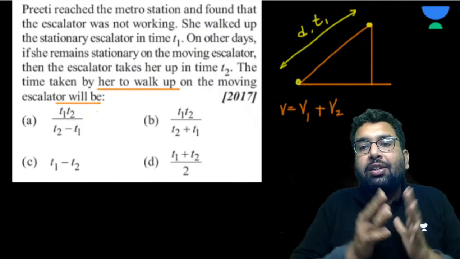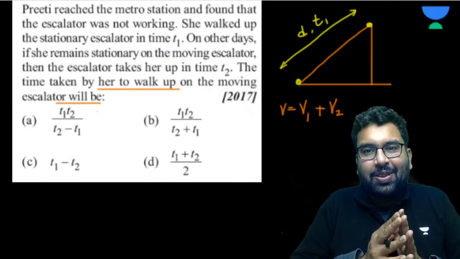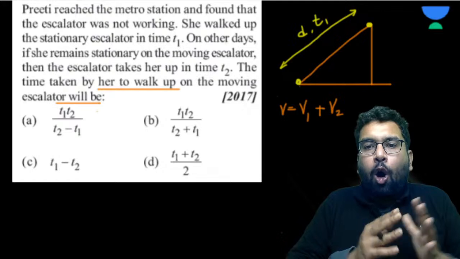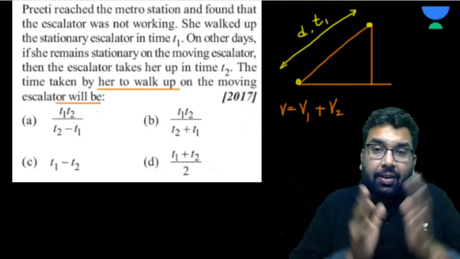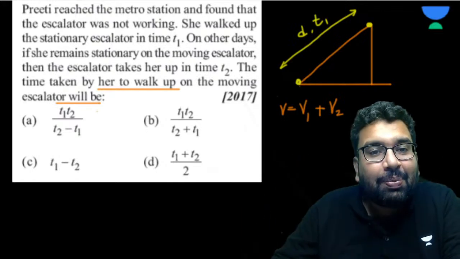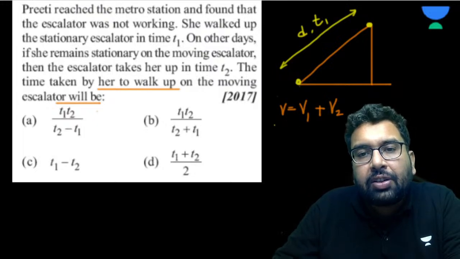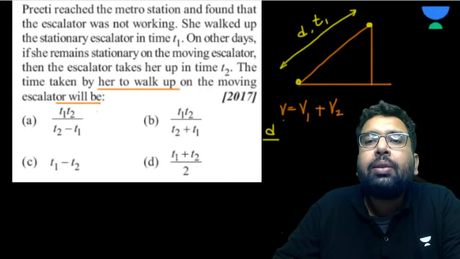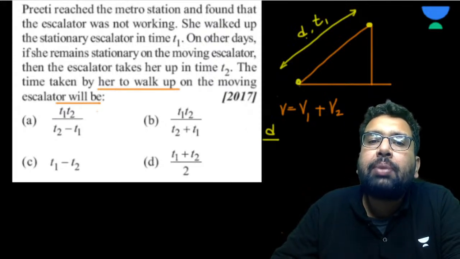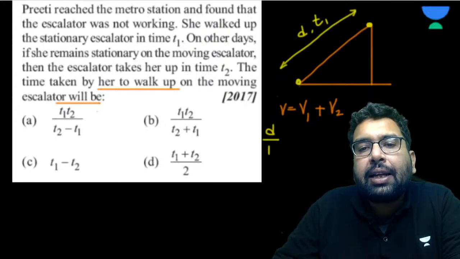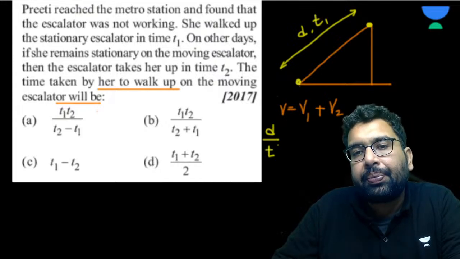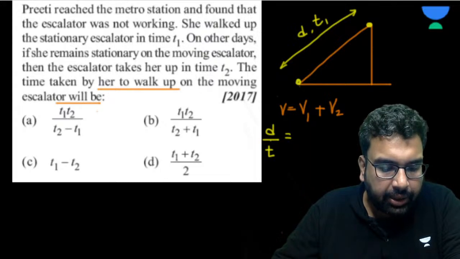Now when she is moving on the escalator and the escalator is also moving, again she will be completing the same distance. So when she is moving and the escalator is moving, she is covering the same distance in, let's suppose, time t. The time that she took is t.